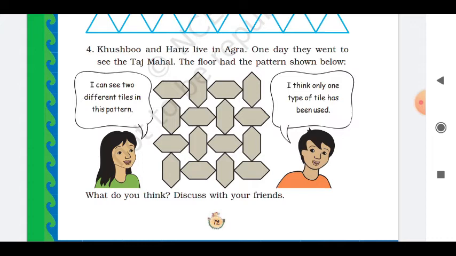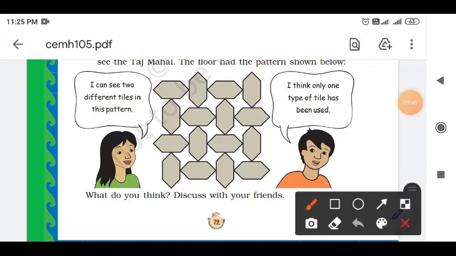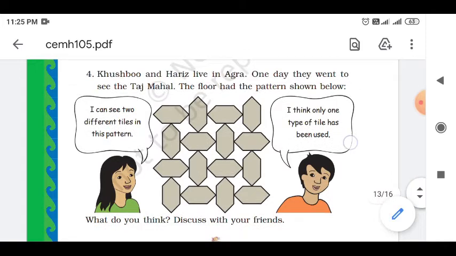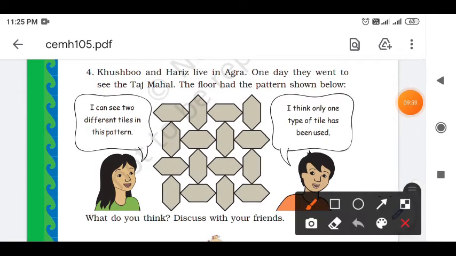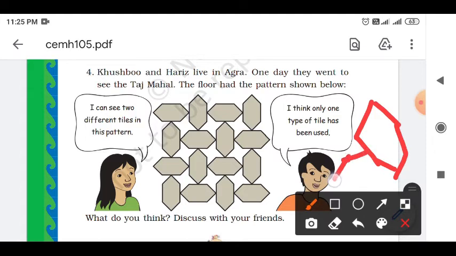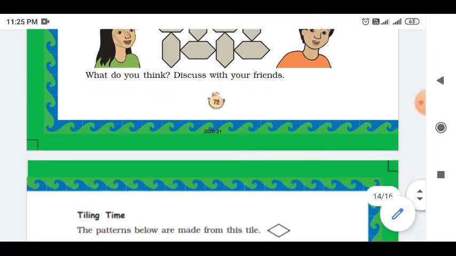You discuss and you can tell, but I will tell you here only one tile is there. See, one tile they have arranged. See, this is one tile, this is one tile. Like this tile only they arranged differently. See, one is arranged like this, another one is like this. That's it. This is only one tile only.